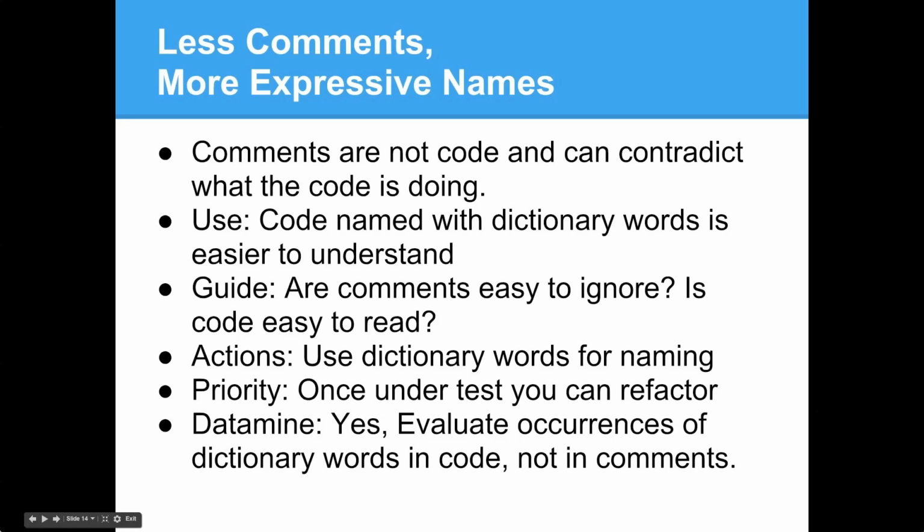A great way to retrospect on this is asking the team whether comments are easy to ignore and whether the code is easy to read, and basically find out why we're spending so much time writing comments when they may not be used as much or maintained as well as the actual code. Actions we can use are to use dictionary words for naming, and refactoring, getting the code under test, of course, before refactoring. The priority: once you're under test, you can refactor, and you can data mine this by evaluating occurrences of dictionary words in code, not in comments.